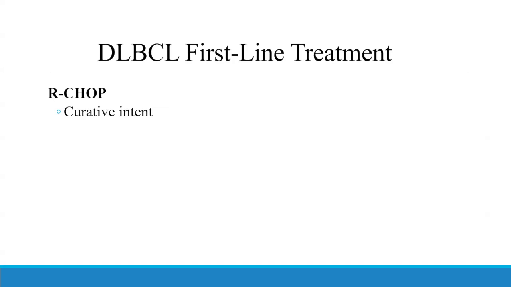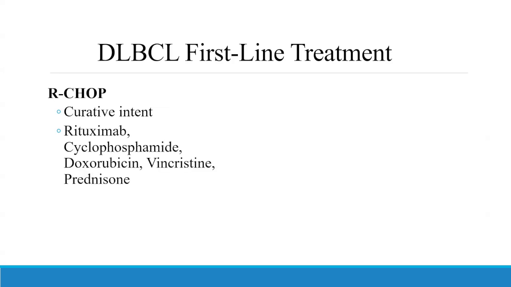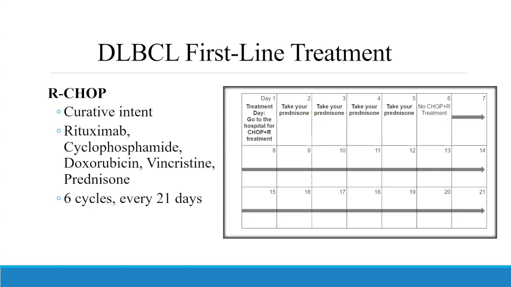to cure them. And this is a combination chemoimmunotherapy composed of a monoclonal antibody such as rituximab. And it's put together with more traditional types of chemotherapy. So cyclophosphamide, doxorubicin, vincristine, and then patients go on a 5-day course of high-dose prednisone, usually 100 milligrams. And this is a calendar that we provide those patients.